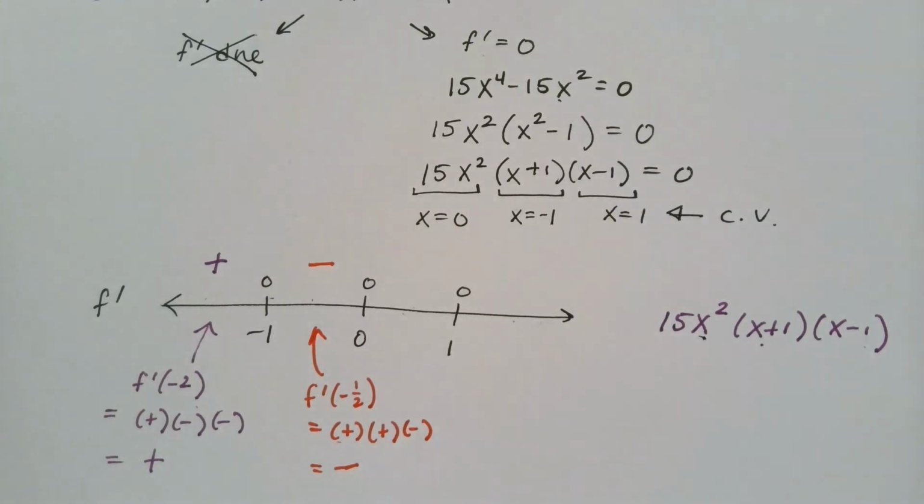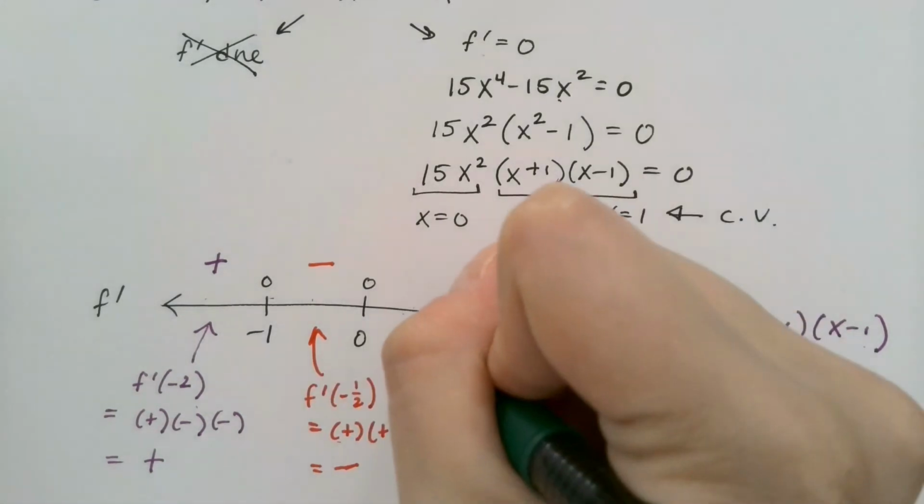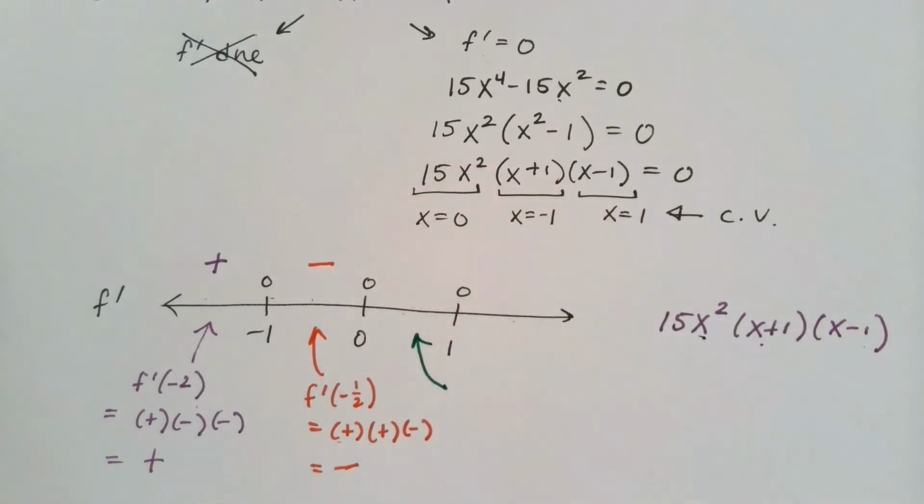Okay. Now this third interval here, I want to plug in a number between 0 and 1. So I'm going to pick 1/2. But again, any number between 0 and 1 will have the same kind of punchline. All right, so that's going to come out positive, then negative. So I'm going to get negative here.